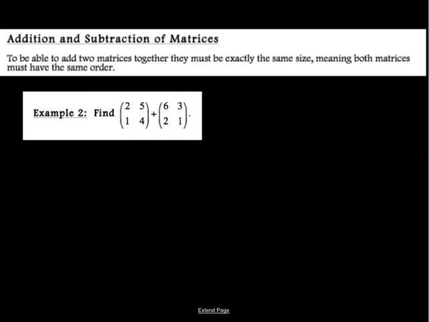Now we're going to go ahead and look at how to add and subtract. The reason we need to know order is because in order to be able to add or subtract two matrices, they must be exactly the same size, which means they are the same order. So example 2, this first one is a 2 by 2, 2 rows by 2 columns. And the other one is a 2 by 2, so since they're exactly the same size, I can add them.